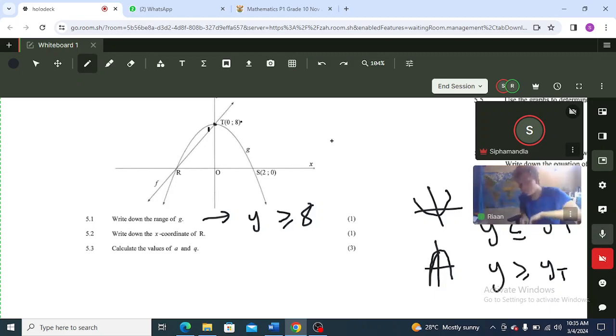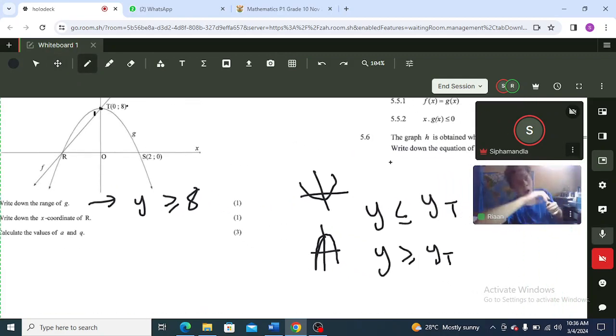Okay. Now let's go to 5.2. For 5.2, they are saying write down the x coordinate of R. It looks easy, right? Someone can simply say the coordinate of R maybe is -2, right? And I will argue that that cannot be true in some cases, even though it will be true in this case. I want to teach you to always be critical with your answers and to critically analyze the answers. Okay. So remember, I gave you the formula last time.